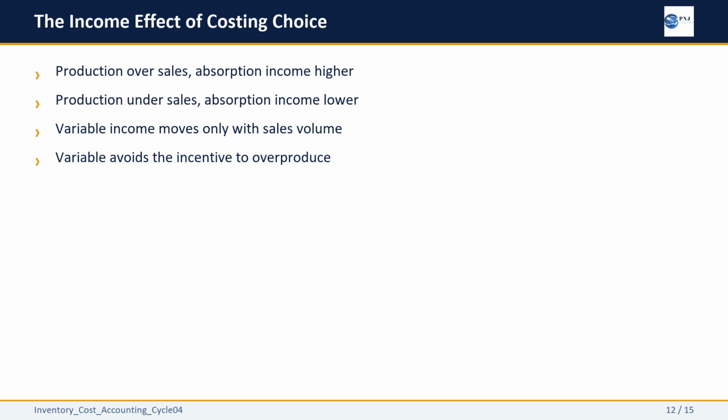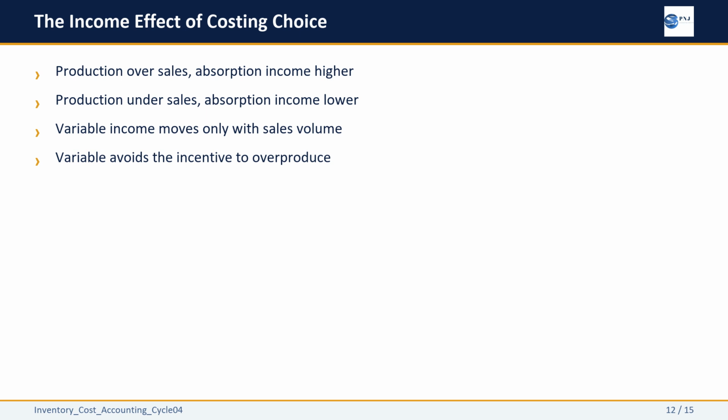Let us make the income effect concrete. When production exceeds sales, absorption income is higher than variable income because the fixed overhead attached to the unsold units is sitting in ending inventory, not yet expensed. When production falls below sales, absorption income is lower because you are now expensing fixed overhead from prior periods as old inventory sells off. Variable costing behaves differently.